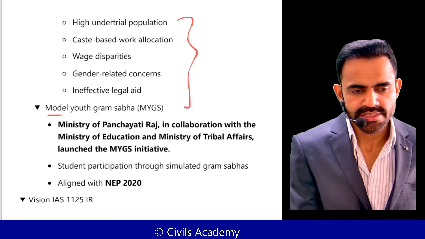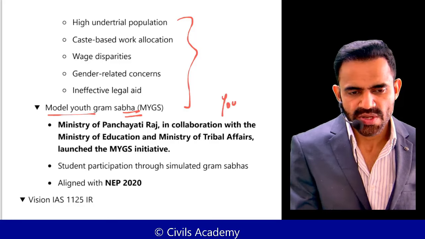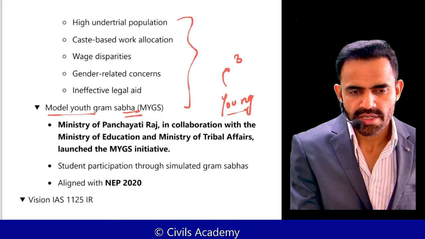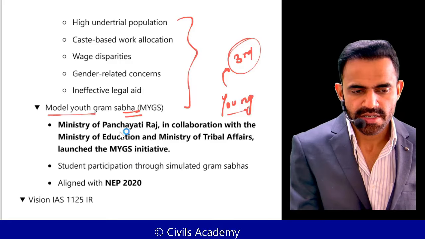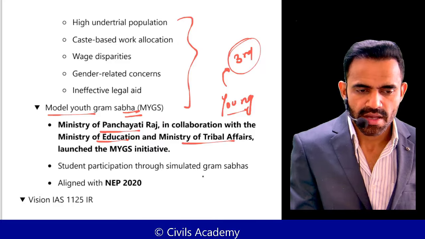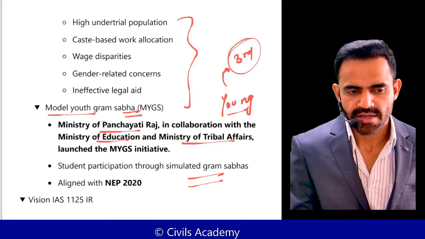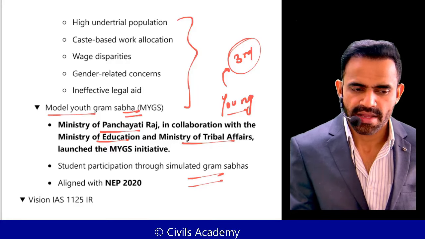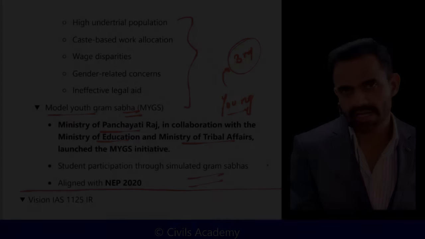Next is Model Youth Gram Sabha. In a very simple sense, we are trying to bring young people into the third tier of government, so integration of young people into the third tier. This is an initiative of the Ministry of Panchayati Raj along with the Ministry of Education and the Ministry of Tribal Affairs. The objective is to promote the participation of youth at the Panchayat level or at the Gram Sabha level. So with this, we have covered the polity section.